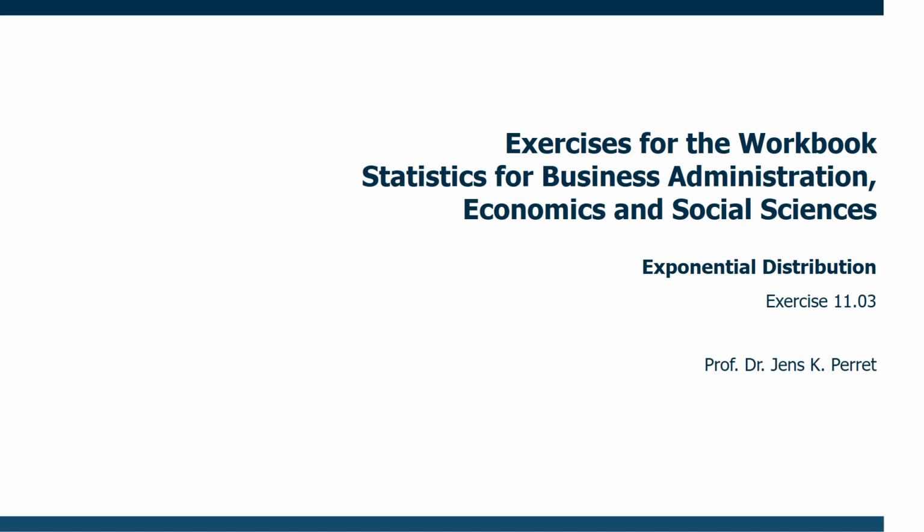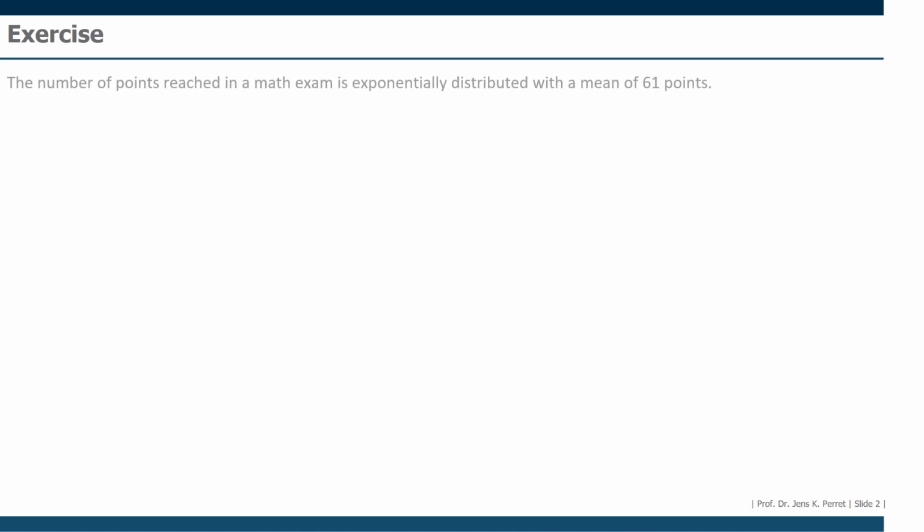Welcome to another exercise for the workbook statistics, this time with an exercise on the exponential distribution. Here our task is as follows. The number of points reached in a math exam is exponentially distributed with a mean of 61 points. So this already tells us we are working with an exponential distribution here and we have a mean of 61.